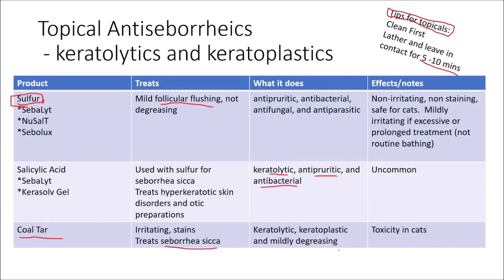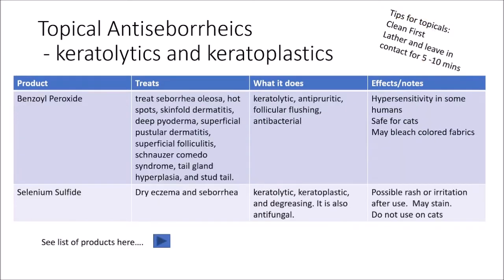Benzoyl peroxide. Benzoyl peroxide is a common thing that we use on our own skin. It treats seborrhea oleosa. What is seborrhea oleosa? It's a greasy skin, a greasy seborrheic discharge. It can also treat hot spots, skin fold dermatitis, deep pyoderma, superficial pustular dermatitis, superficial folliculitis, Schnauzer-Komedo syndrome, tail gland hyperplasia, and stud tail.